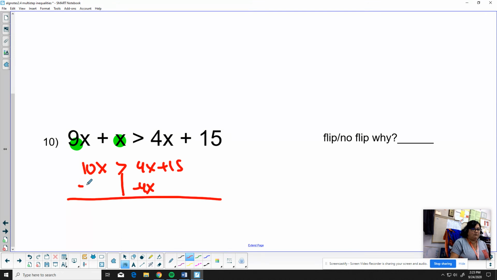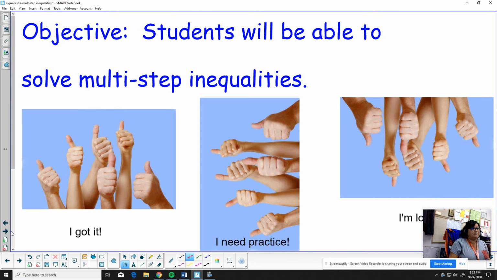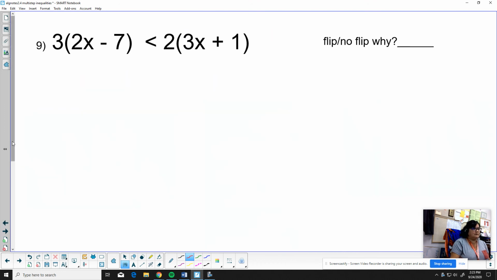I'm going to subtract 4x, which is 6x, and then I'm going to divide by 6. And this is a fraction, and there's no flip. 15 divided by 6, let's see what that is. That's 2.5. This is my answer. There's no flip because I divided by a positive 6. We did that one up there.